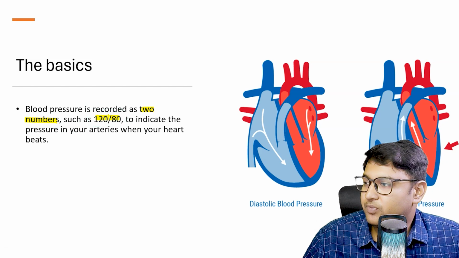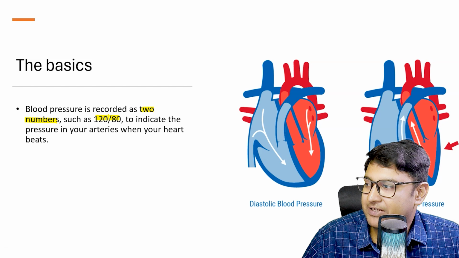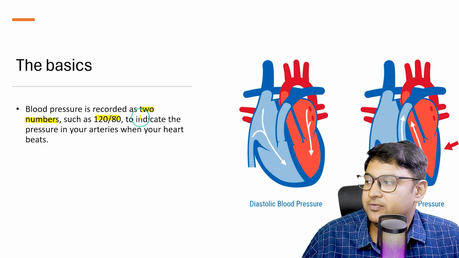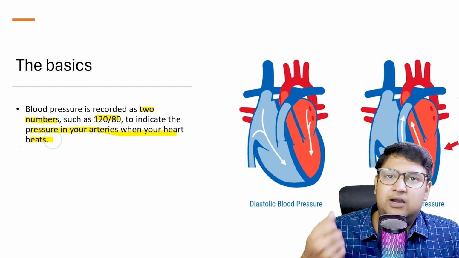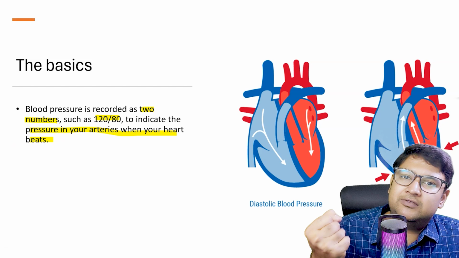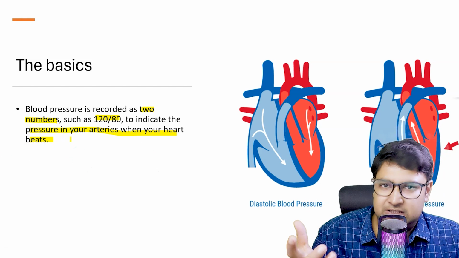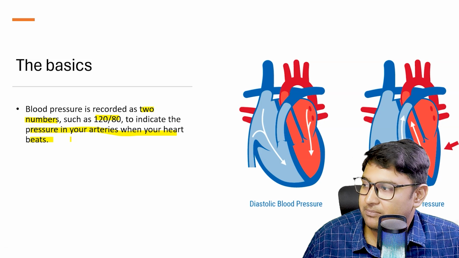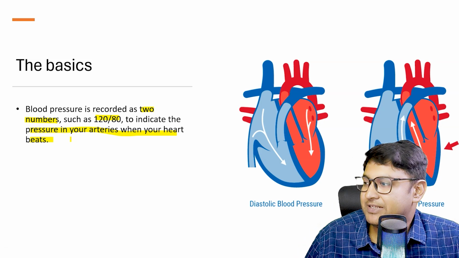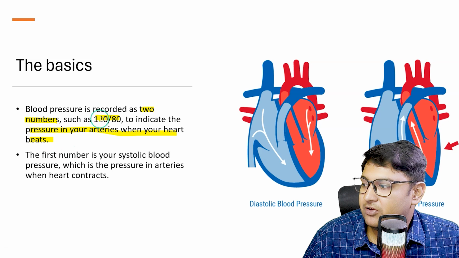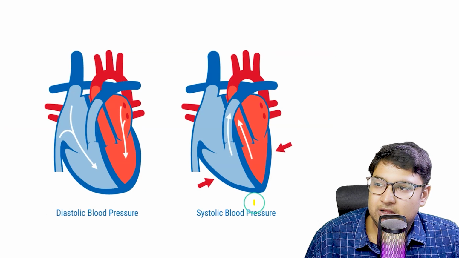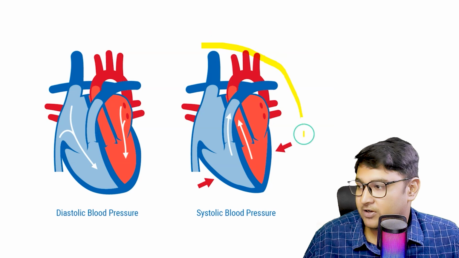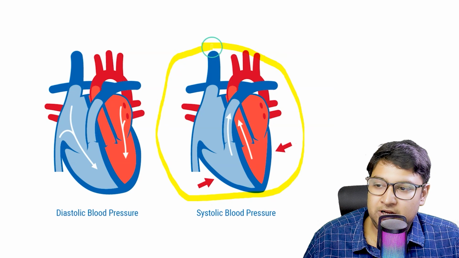So what does it indicate? It indicates the pressure on your arteries when your heart beats. When the heart pumps blood, there are two phases: one is contraction and the other is expansion. The first number you see in a blood pressure reading is the pressure on the arteries when your heart contracts. If you see the second diagram here, it shows how the heart functions. This is called the systolic blood pressure.